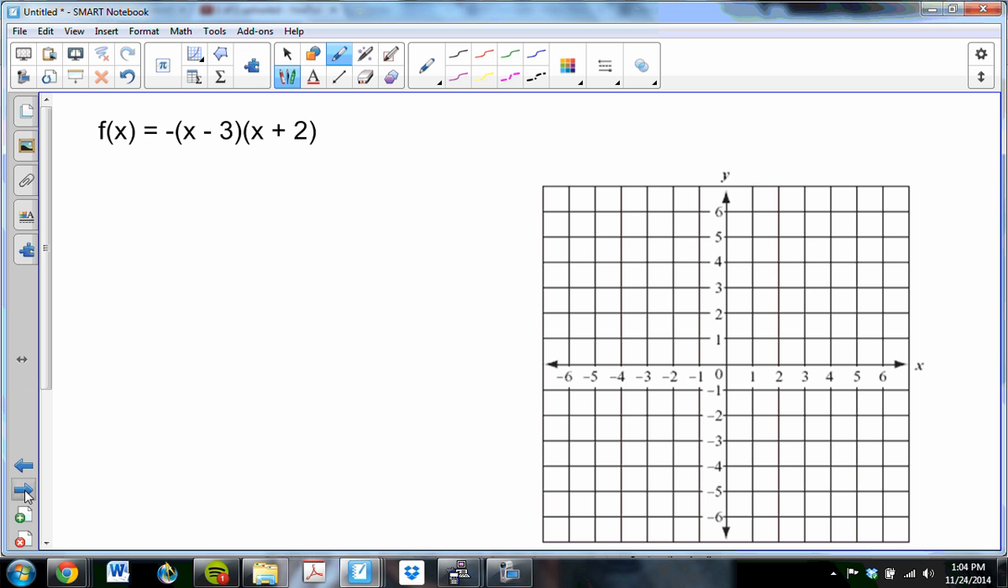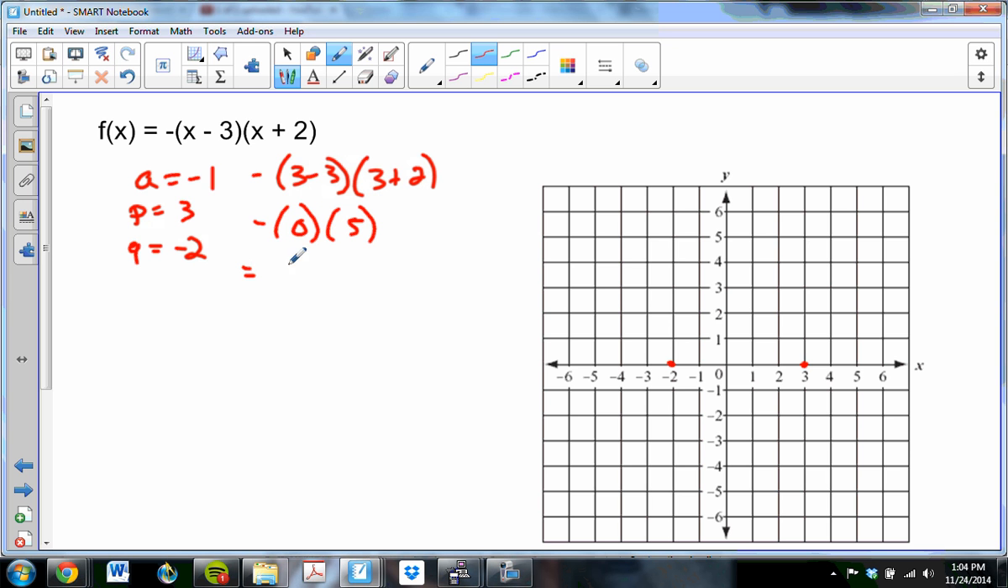Let's just do a quick example. Shouldn't take too long. Right now, my a value is -1. My p value is 3. My q value is -2. So I have a root at 3 and a root at -2. Those are my two roots. So obviously if I plug a 3 in for x, that would become 3 minus 3 times 3 plus 2, which is 0 times 5, which is still just 0. So 3 is a root, and for the same reason, so is -2.